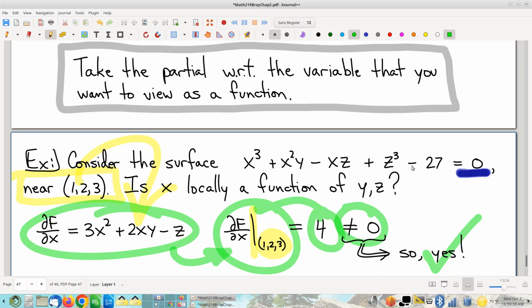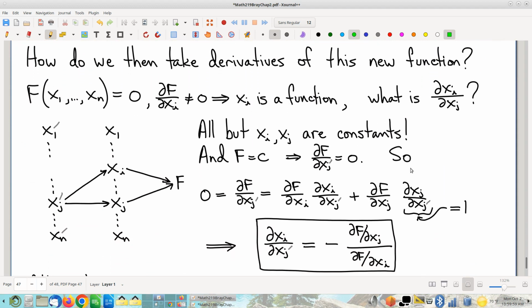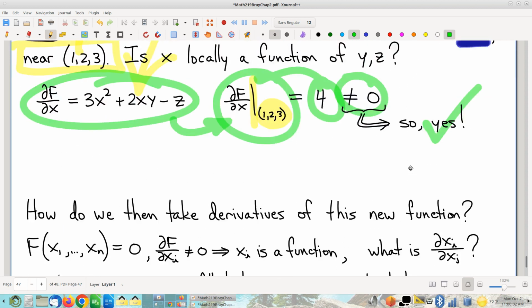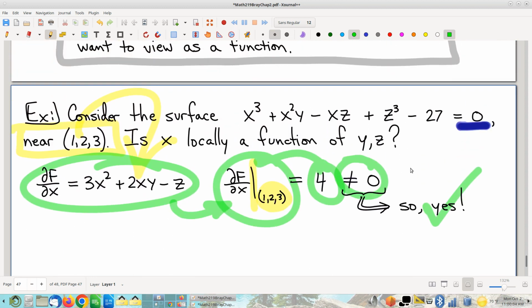Okay, so that means I'm allowed to take derivatives of x. I can talk about, for example, the partial of x with respect to y, because x is a function. I can talk about the partial of x with respect to z, because x is a function. Totally fine. Now, next question. How would I actually compute that derivative, right? Let's notice in this example here, yeah, I guess it's nice to know that I'm allowed to take the partial of x with respect to something, but I can't solve for x in here.